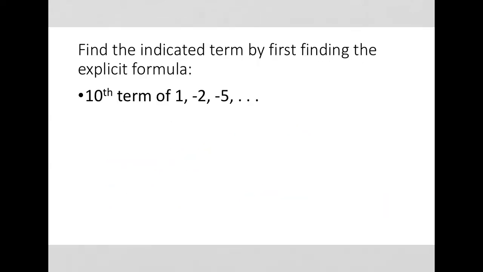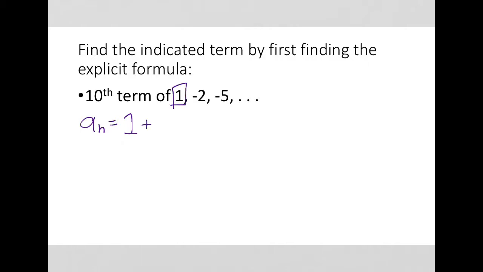Find the 10th term in this arithmetic sequence by finding the explicit formula. So pause and go. Alright, well, we're going to do the same thing. We're going to say the nth term, a sub n, will equal the first term, a sub 1, which has a value of 1, there's our first term, plus our common difference.